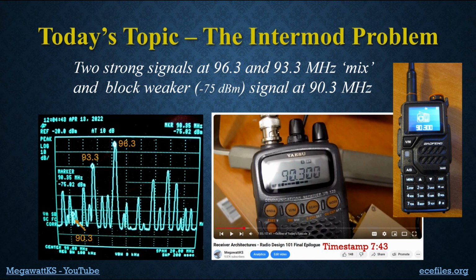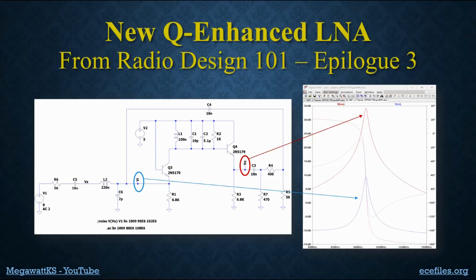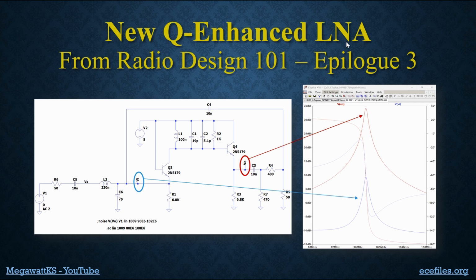And I want to emphasize that the problem that this radio is having is not because it's older or anything like that. It's because of a fundamental issue that we're going to be discussing in this video. And we're going to show how this problem can be solved. This is a simulation of the frequency response for a new combined front-end filter low noise amplifier that we call a Q-enhanced LNA.